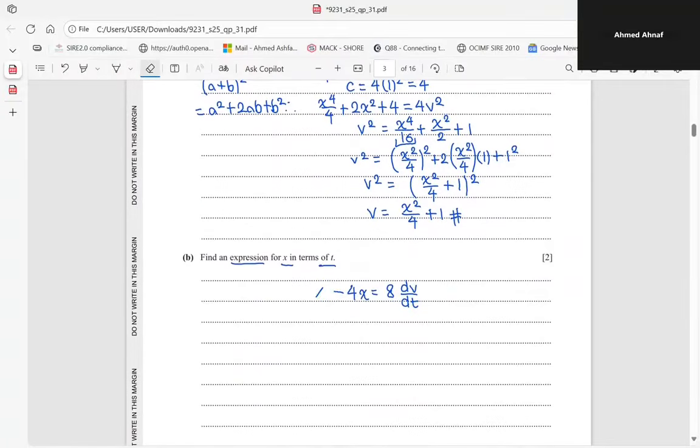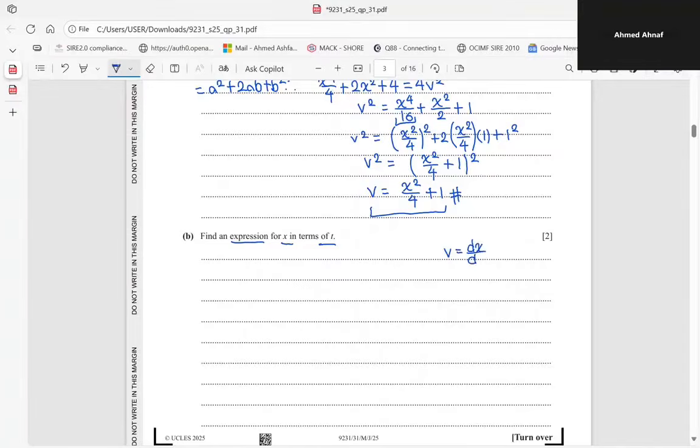Oh wait, never mind. Let me think. Yeah, I just realized we can use our previous equation found in the previous part. So v we can equate it to dx/dt. So this would now be dx over dt equals x squared divided by 4 plus 1.